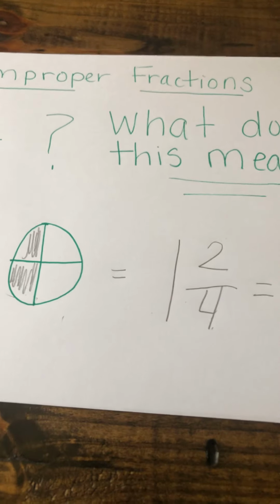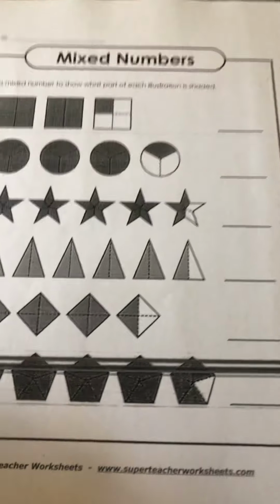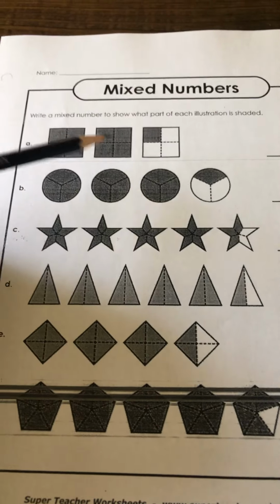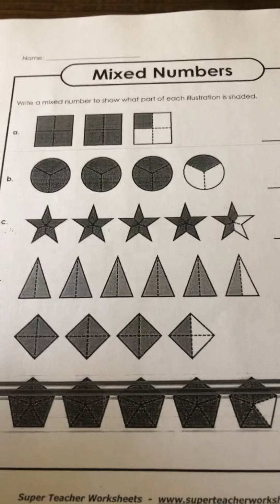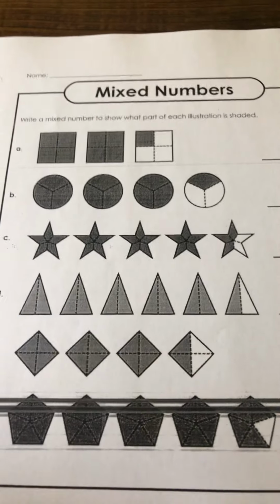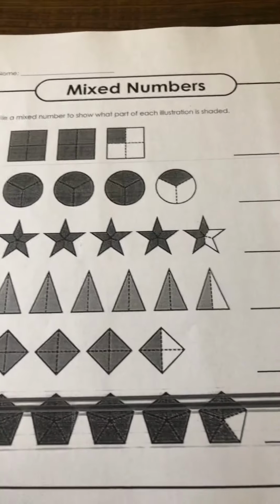So here's what I'd like for us to do. I'd like for us to look at some of these. Now at the top of this, it says mixed numbers, and we're going to change it up just a little bit. We're going to look at each of these. We're going to come up with the mixed number, but we're also going to come up with the improper fraction for it.